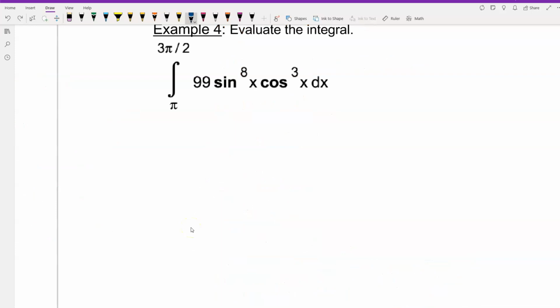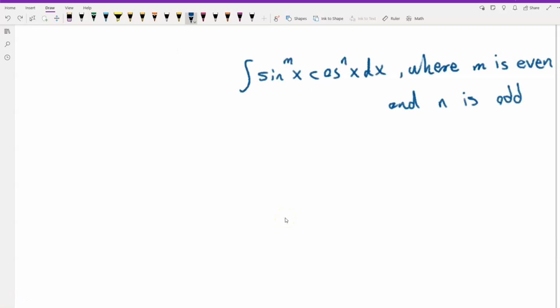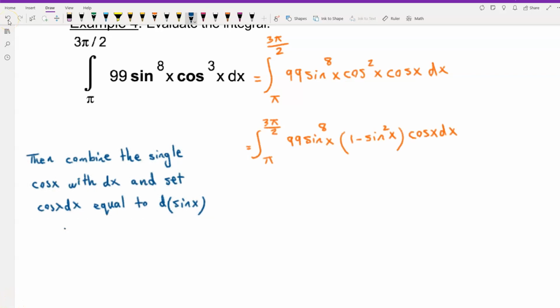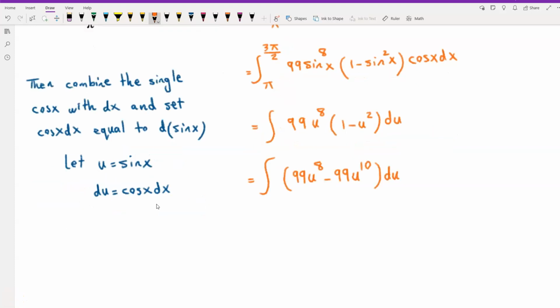Evaluate the integral from pi to 3 pi divided by 2 of 99 sine to the power 8 times cosine cubed dx. The integral is in this form where m is even and n is odd. So here, instead of cosine cubed, I use cosine squared times cosine. And then instead of cosine squared, I use 1 minus sine squared. Then combine the single cosine x with dx and set cosine x dx equal to d sine x. Let u equal sine x. So the derivative of sine is cosine. What we're going to have is du equal to cosine x dx.